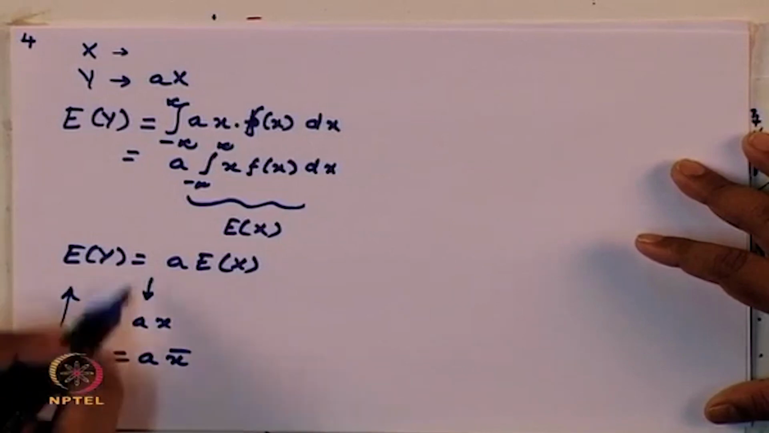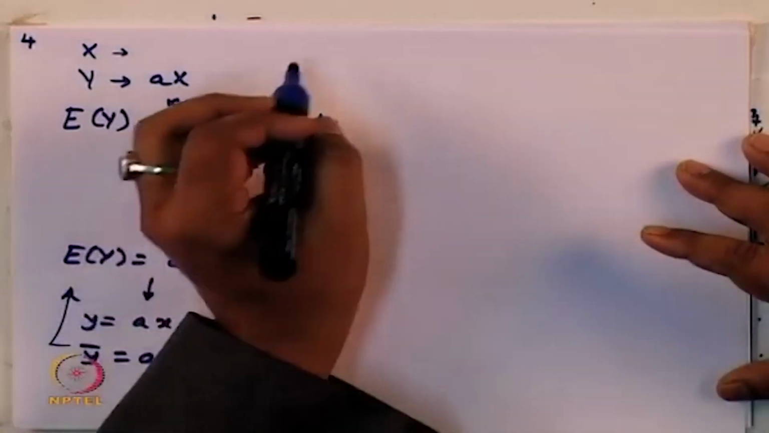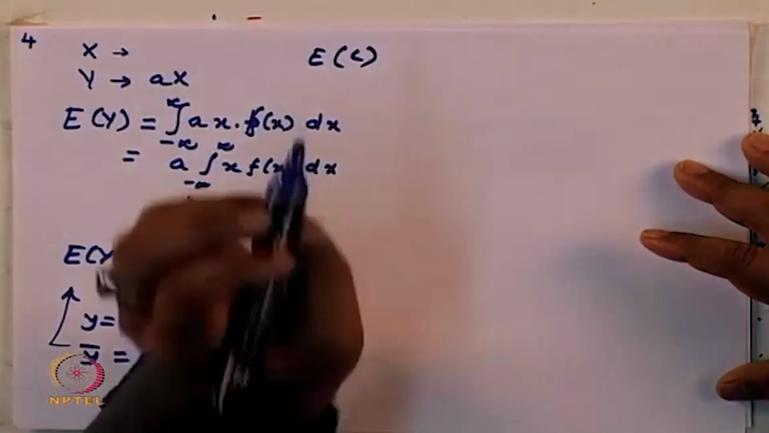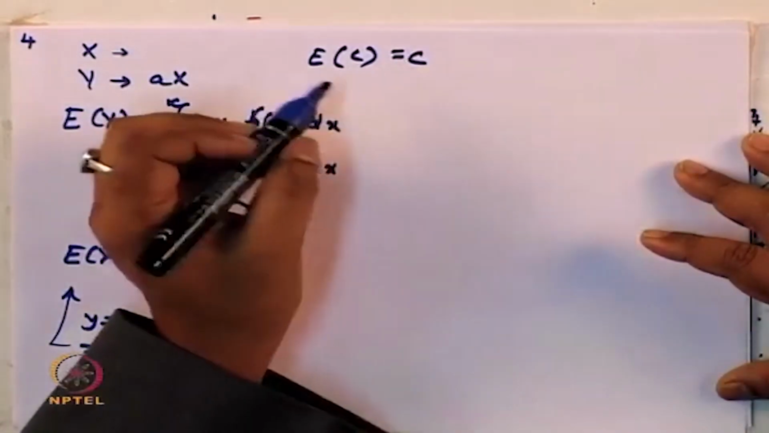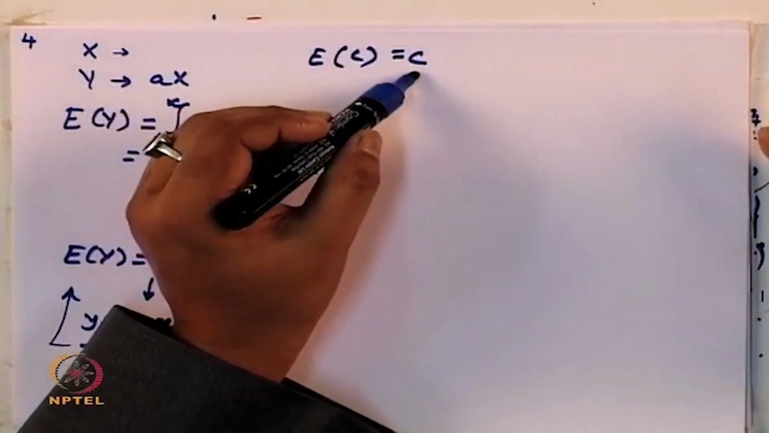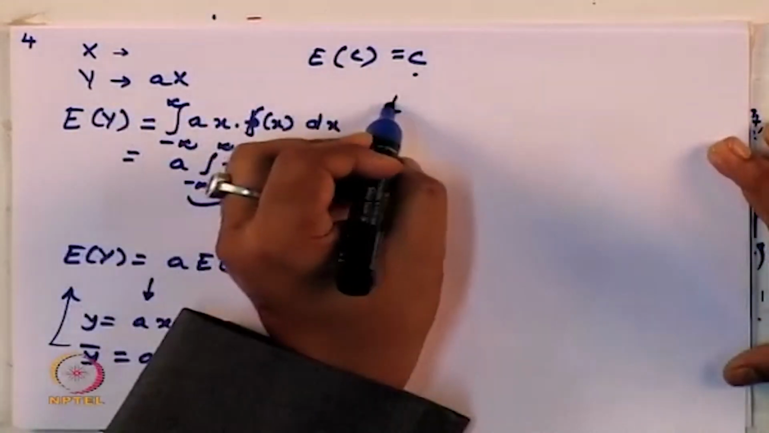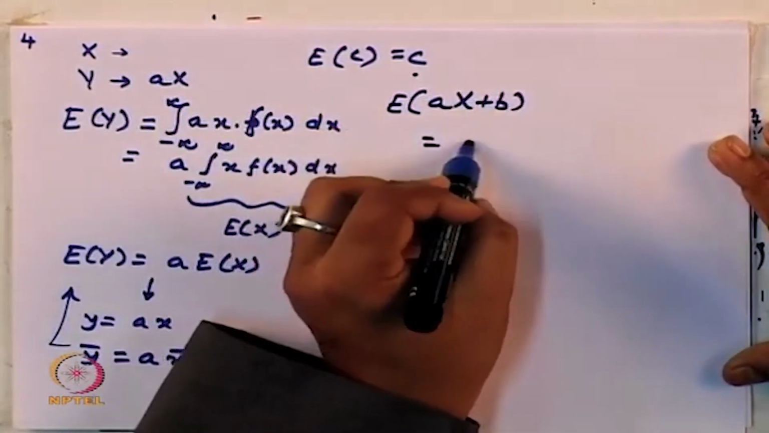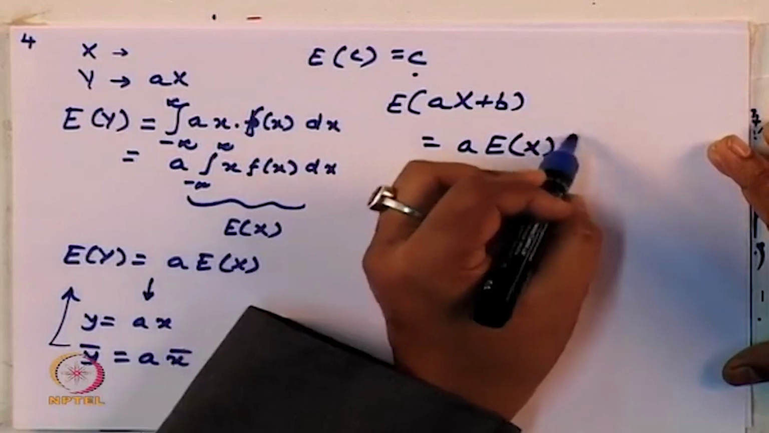Okay, so this is the same equation, so we can use the similarity concept and then ask what is E of a constant c. E of a constant c is nothing but c. So if your variable is always constant, then on an average you always expect the constant value. So we can generalize this and say E of a x plus b is equal to a E of x plus b.